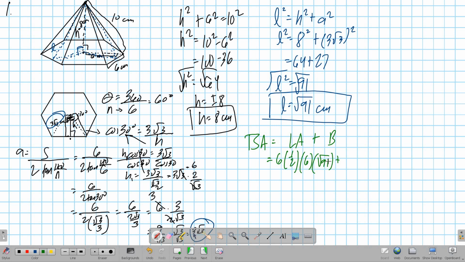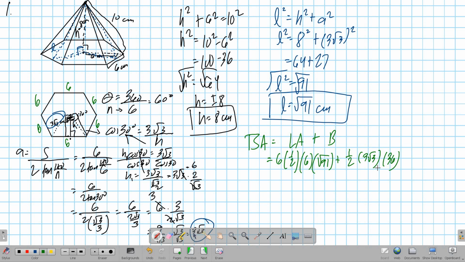We can now use the formula for the area of a regular polygon. That's 1/2 times the perimeter times the apothem. The apothem is 3 square root of 3. What about the perimeter? Since all sides of this hexagon are 6, you just need to multiply 6 by 6. And that will be 36. So this is what we get.